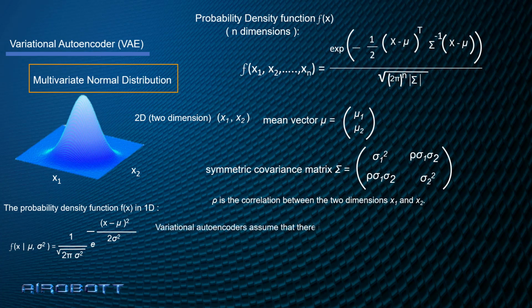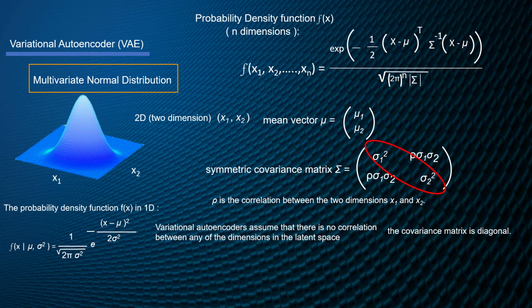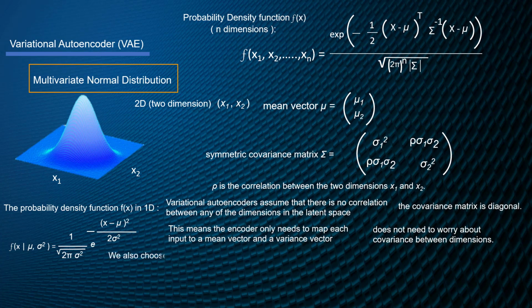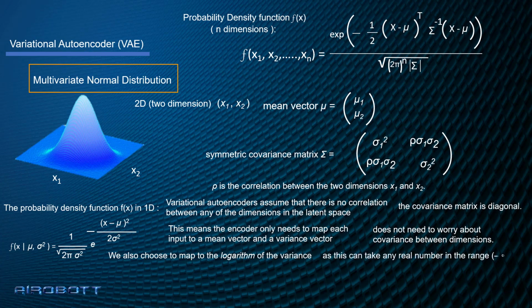Variational autoencoders assume that there is no correlation between any of the dimensions in the latent space, so that the covariance matrix is diagonal. This means the encoder only needs to map each input to a mean vector and a variance vector, and does not need to worry about covariance between dimensions. We also choose to map to the logarithm of the variance, as this can take any real number in the range minus infinity to infinity, matching the natural output range from a neural network unit, whereas variance values are always positive.